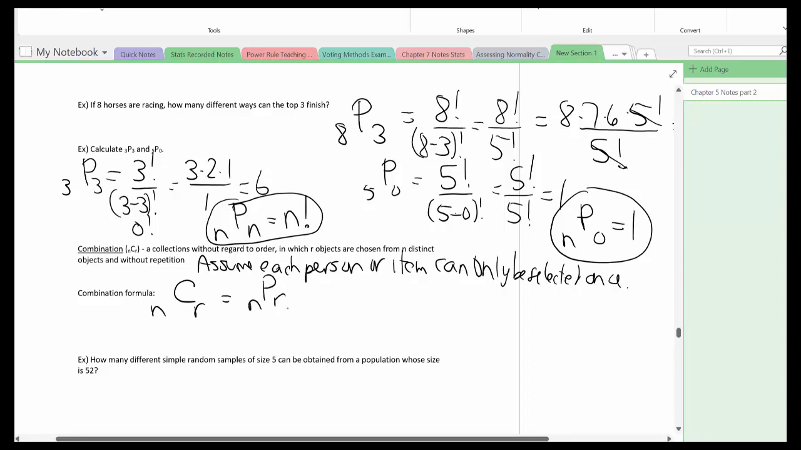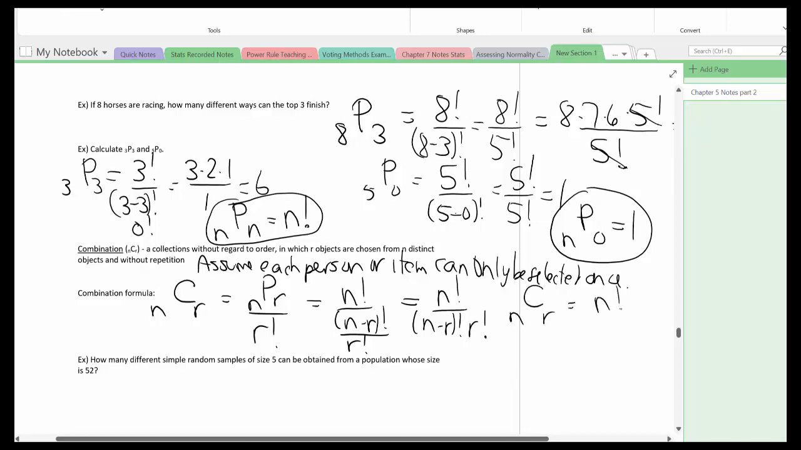So a combination of n things taken r at a time is the permutation of n things taken r at a time divided by the repetition r factorial. Well, permutation, that's going to be this over this, which again, as a complex fraction, is this. So again, I'll summarize here. The combination formula is this.